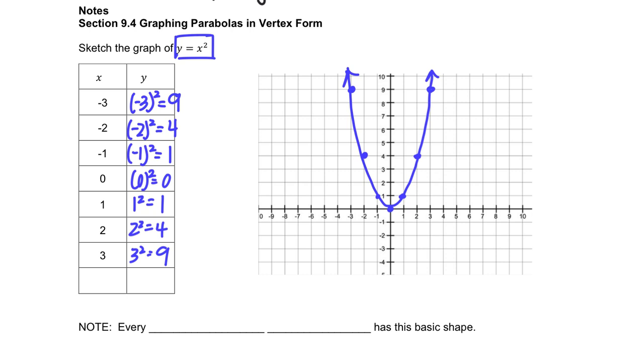But something we need to note is that every quadratic equation has this basic shape. A quadratic equation is anything with an x squared. Anything with an x squared has this basic shape. So it does have a curve. It's not straight like the absolute value one that we did. It will curve, making a U shape.